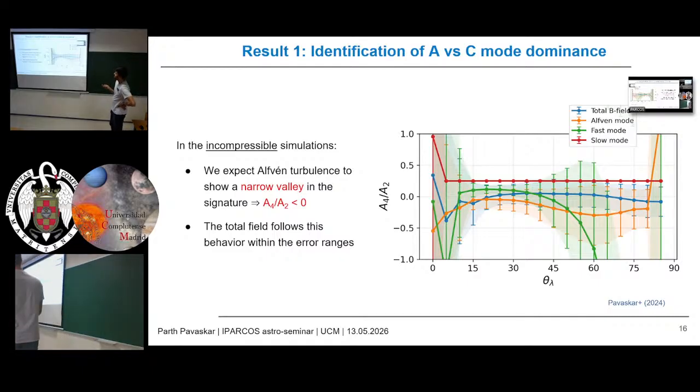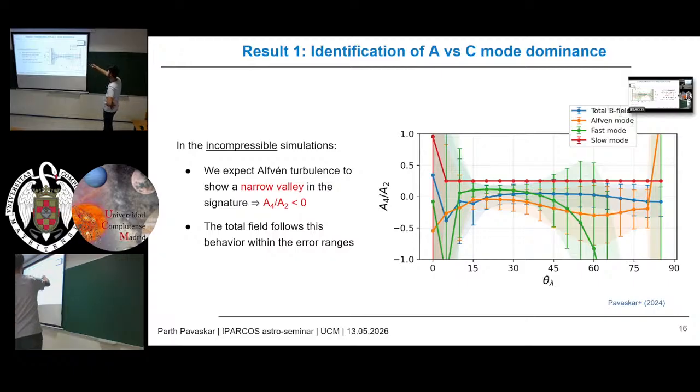So first I will only show you the incompressible simulation. If you remember, we expect only Alfvénic turbulence to be dominant in the incompressible simulations. So if we do use our method, we expect it to show something that is unique to Alfvén turbulence. The simulation itself is represented by this blue curve, and the other three are the idealistic individual modes. So essentially, now I know that my blue line is Alfvén dominated, so I would ideally want it to be similar to the yellow line.